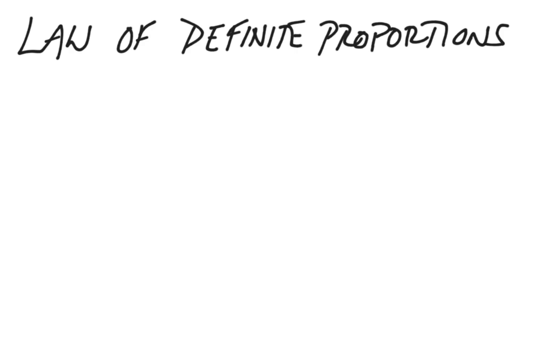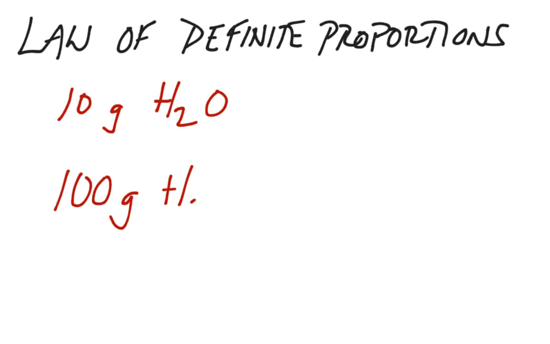Now, the law of definite proportions states that no matter what your sample size might be, you always have the same ratio of one element to the next. So if we had 10 grams of water, or we had 100 grams of water, we would always still have the same ratio of hydrogen to oxygen. So regardless of how much we have, the percentages, the breakdown would always work out the same. We'll go into how we do this in class when we talk about percent by mass.